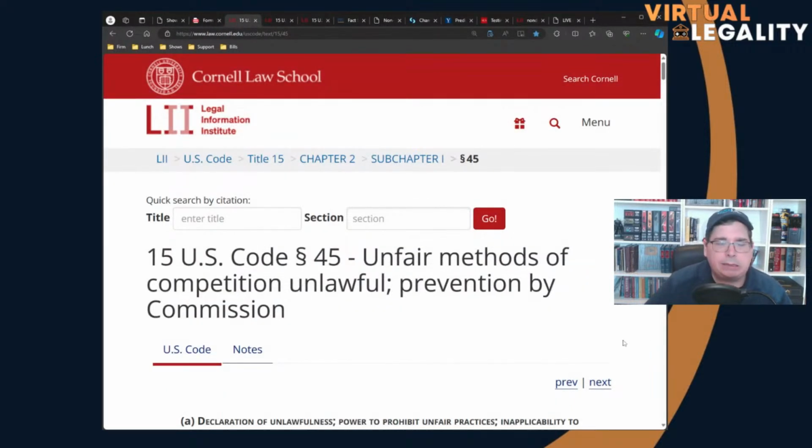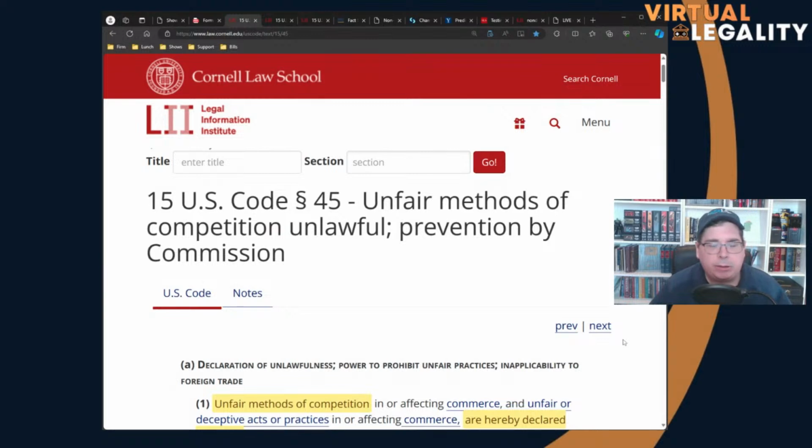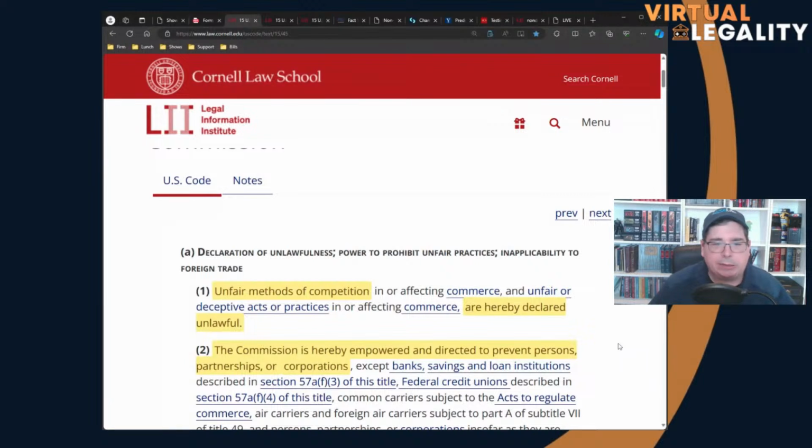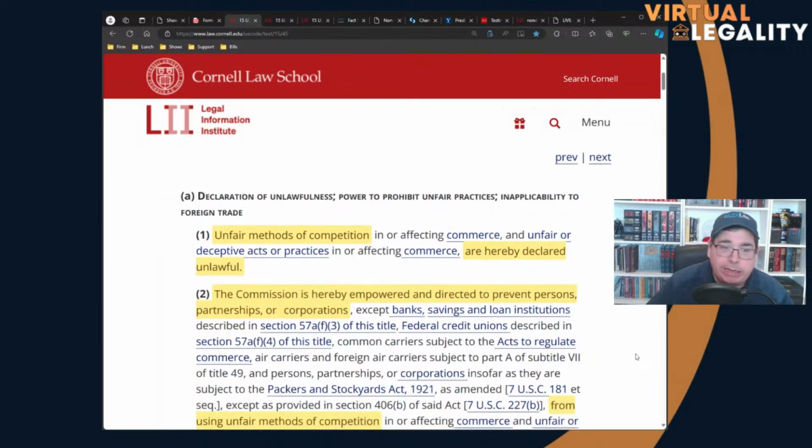So this is a section of the law, I brought it up, 15 U.S.C. 45, that talks about what the FTC is supposed to do. And this law says as follows: unfair methods of competition are hereby declared unlawful. Now, notably in this section, unfair methods of competition, the word unfair or even methods or competition aren't really defined.